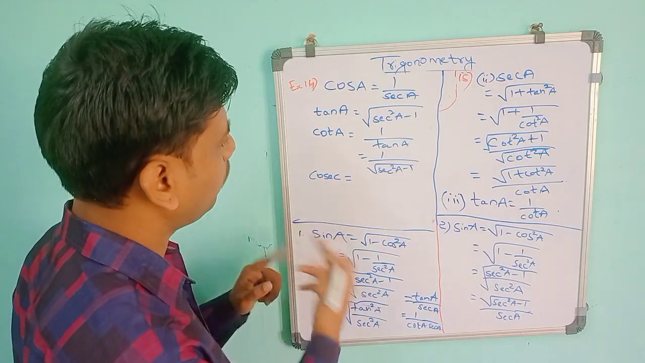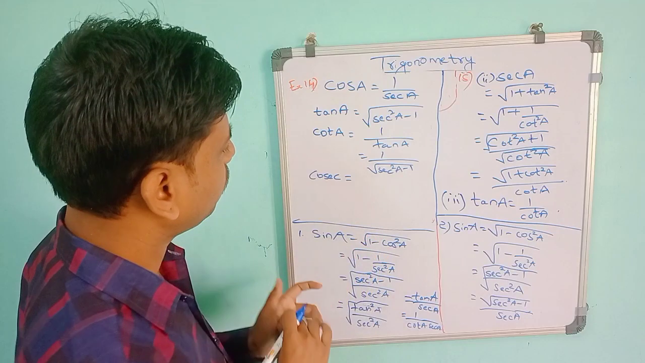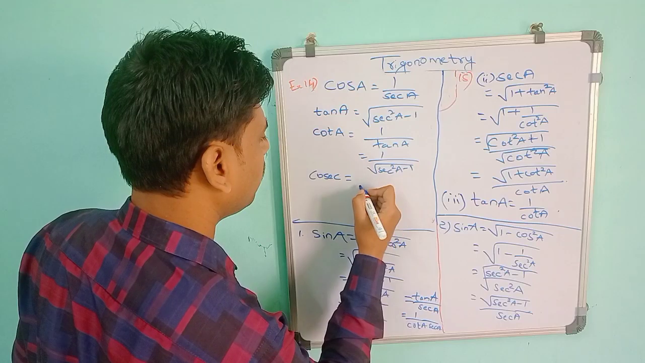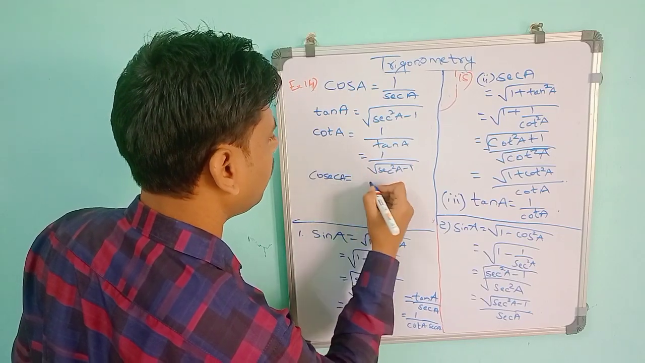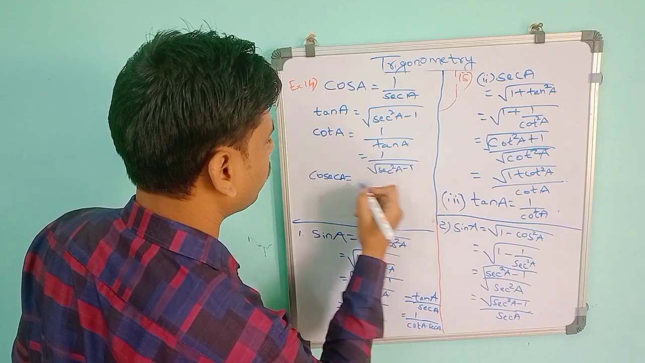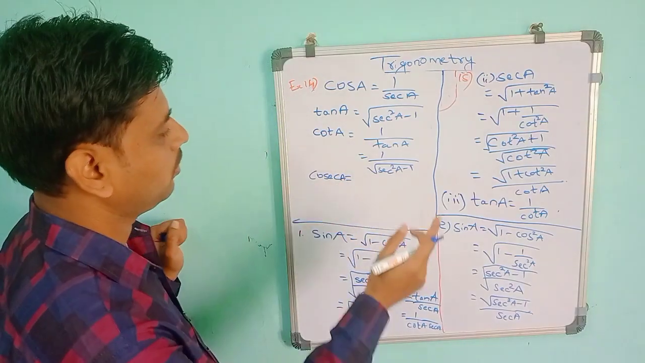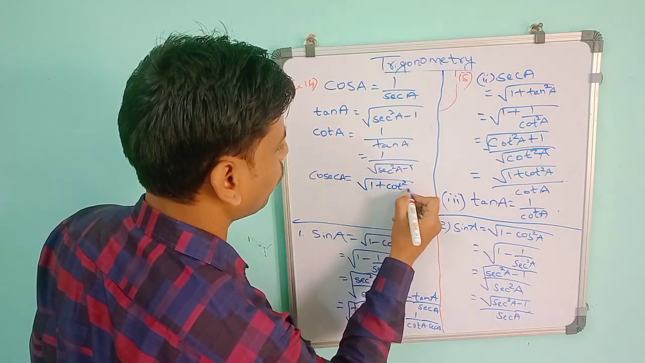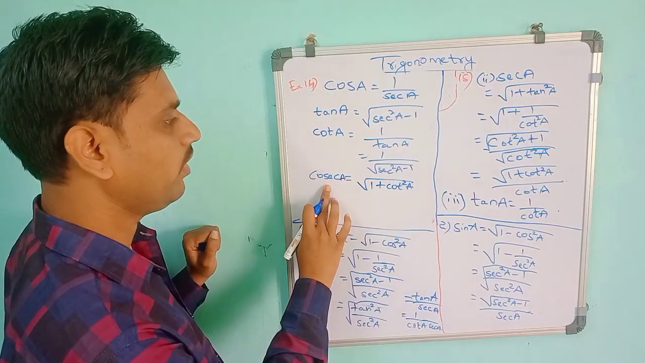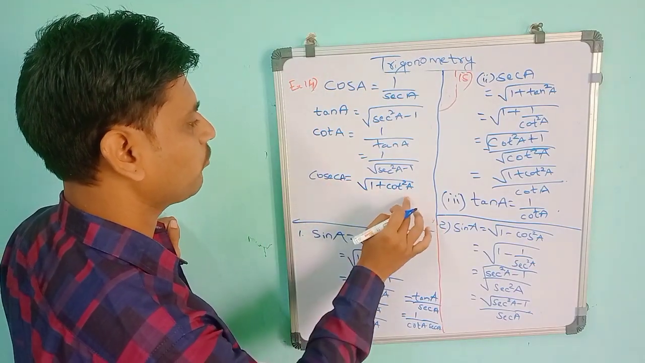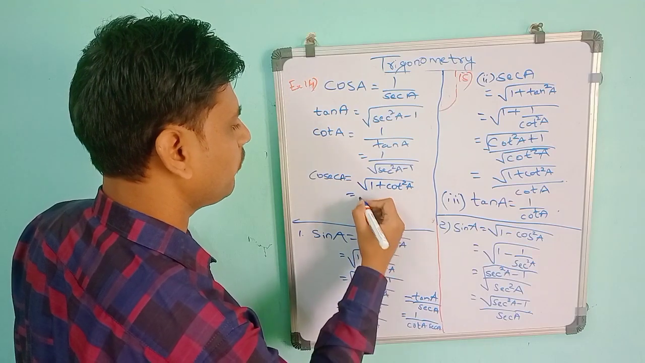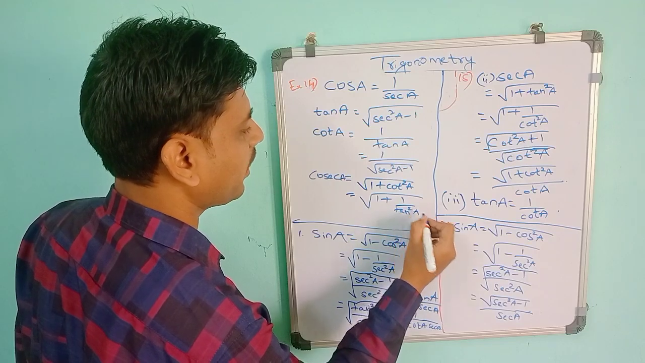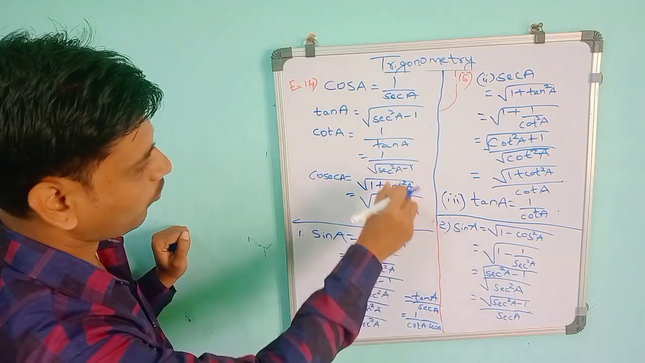So cosec doesn't have a relation directly with tan. So first you convert cosec into cot. So 1 plus cot square a is equal to cosec square a. So cosec a will be root of 1 plus cot square a. So we can write cosec a in terms of cot square a. We know that you can convert cot in terms of tan, because we know the relation between tan and sec.